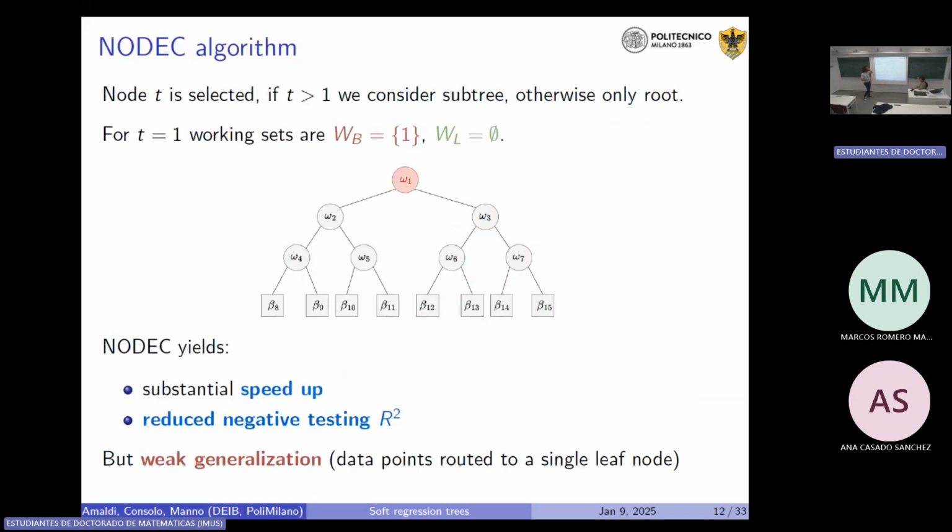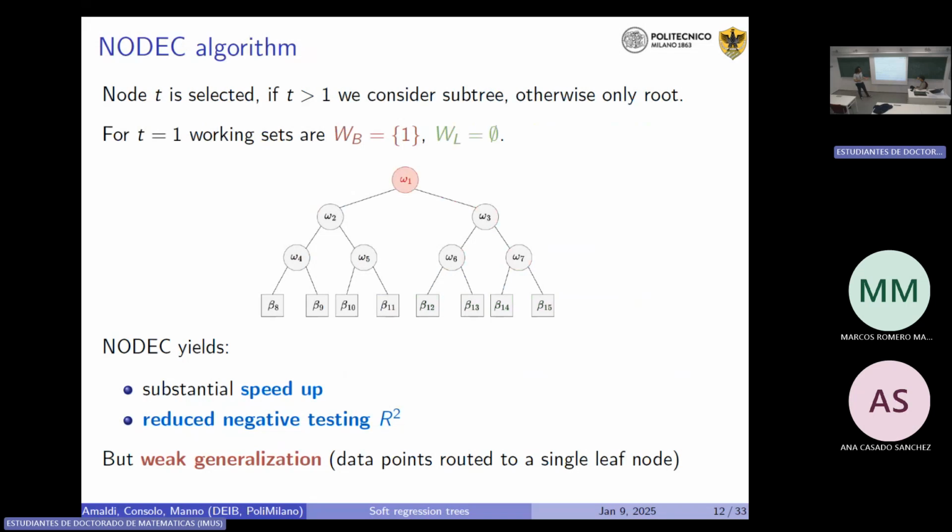When we consider the root node, since the subtree associated with the root node is the overall tree, we just optimize the single omega 1 variables. This scheme was able to yield substantial speedup and reduce testing R square. The R square is a measure to establish the performance of the tree model, and the idea is that the higher, the better.